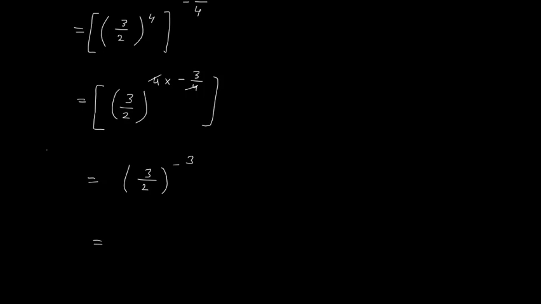Now (3/2)^(-3): as the power is negative, we will reciprocate this 3 divided by 2. It will become 2 divided by 3, and its power will become 3. Now 2^3 upon 3^3, we can keep our solution here, or we can simplify. 2^3 means 2 into 2 into 2, that is 8, divided by 3^3, which is 3 times 3 is 9, 3 times 9 is 27. So 8 upon 27 is your answer.